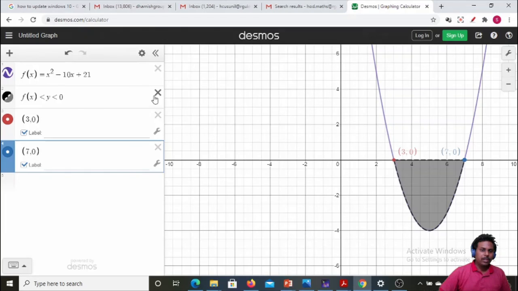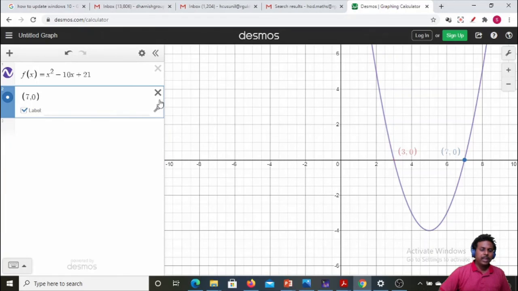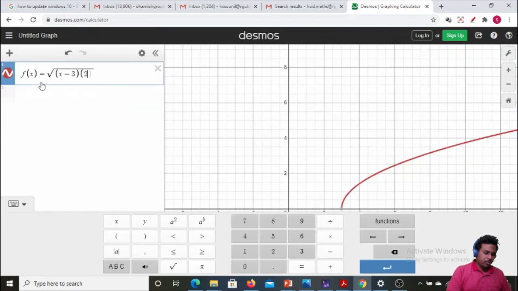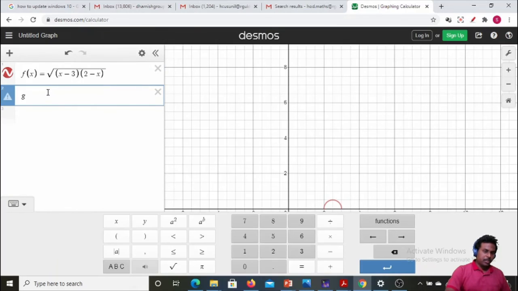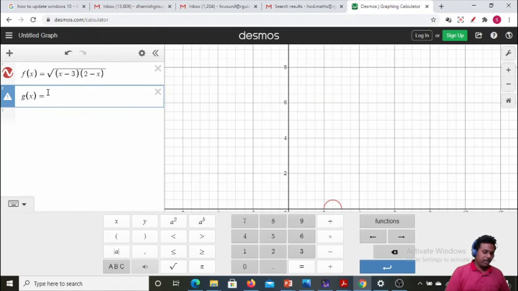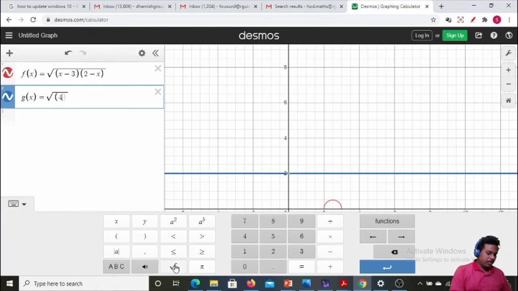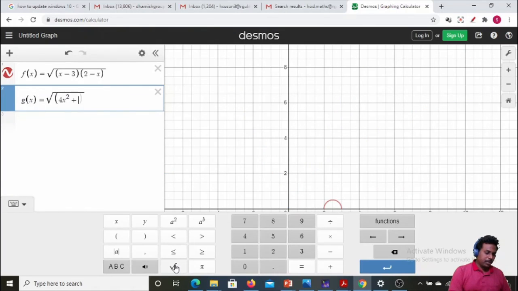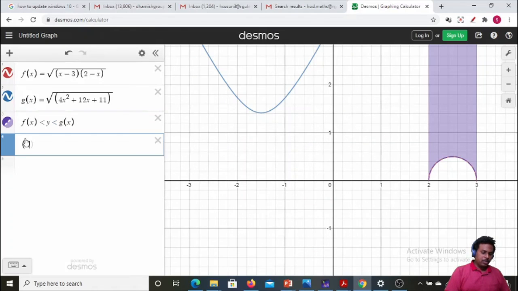Okay, now let me take two inequalities. In addition to the above, I'll type one more inequality, x square 2 minus x. So this is one function. Let me take g of x is equal to the square root of 4x square plus 12x plus 2 comma 0.